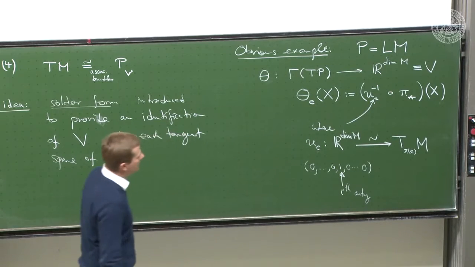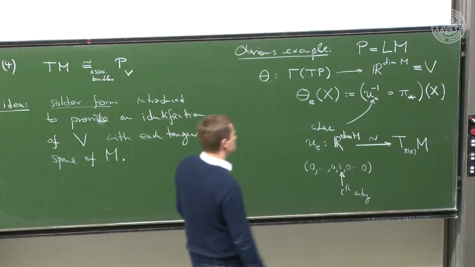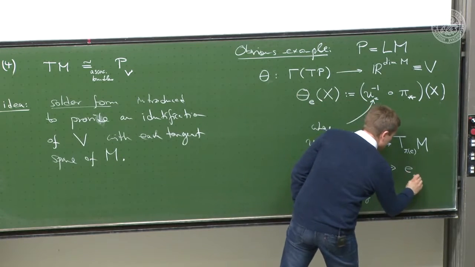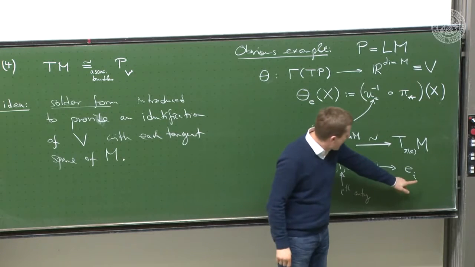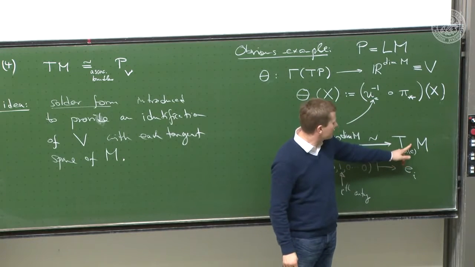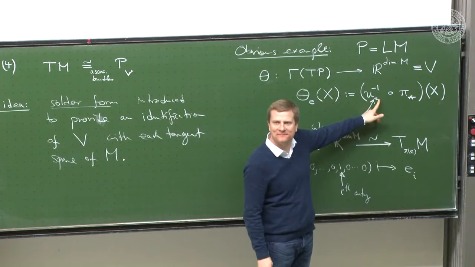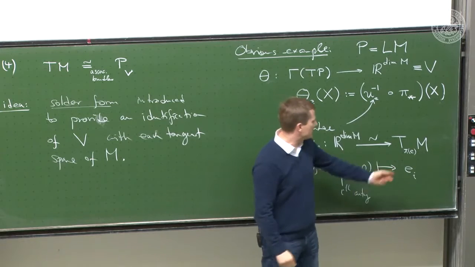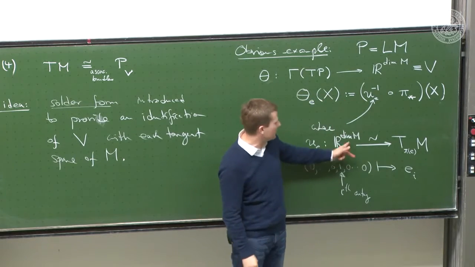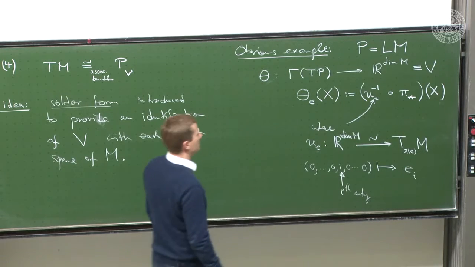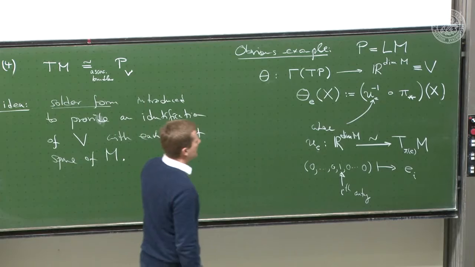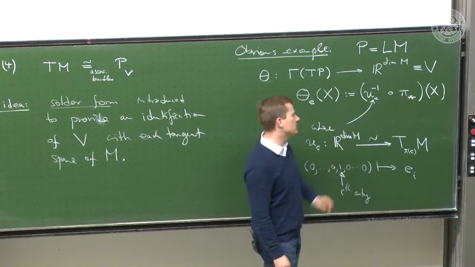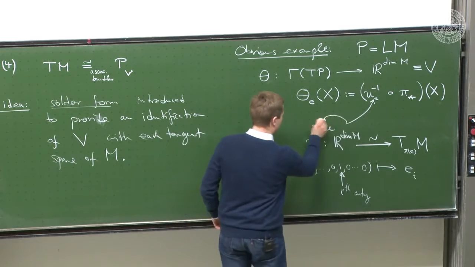Right? So if I have all these guys, I get this. And I map this to the E sub i, which is the ith vector of the frame. I have chosen a frame at a point, and the ith vector of the frame is assigned to this element in R dim M. Now, but here it's not the U_E, it's the inverse of the U_E.